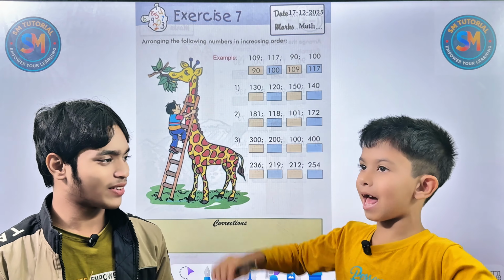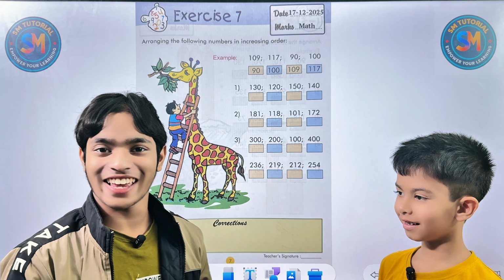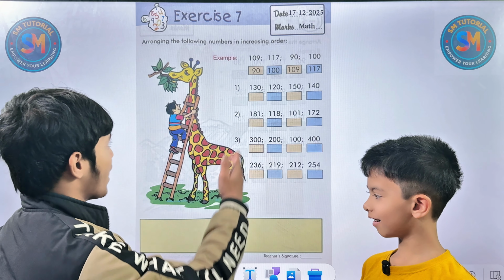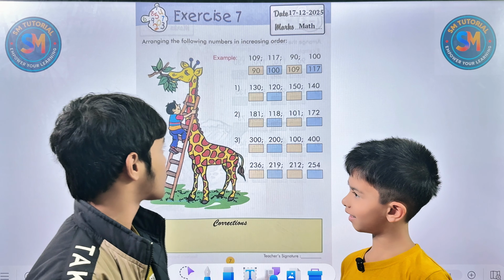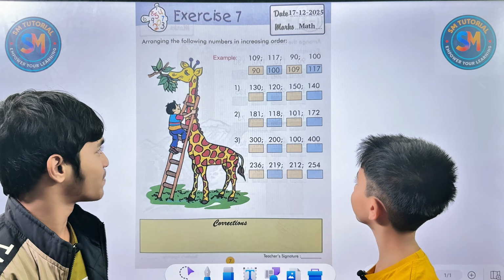Yeah, this is easy math for me. Yeah, he said that is easy. So yeah, we already gave an example here. So solve the first math.